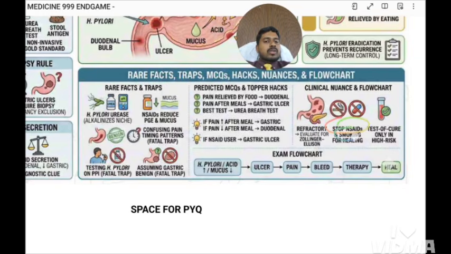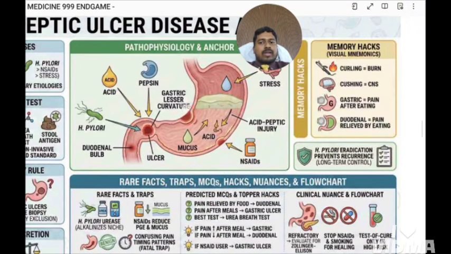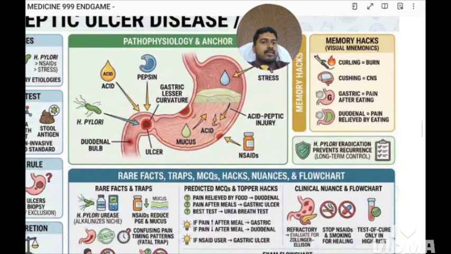So stop NSAID, stop smoking. These both will increase ulcers. And test of cure only in high risk. That is test of cure, which means doing endoscopy and looking for ulceration, biopsy, those are only in high risk patients. Okay, so these things are very important.